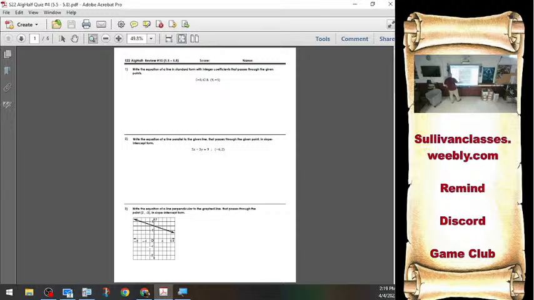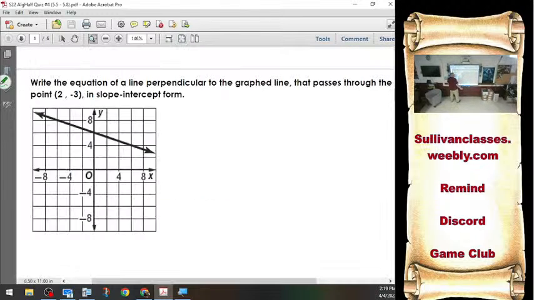Round 3 is perpendicular. So remind me what perpendicular means. Say I had like 5 halves. You change the sign and flip it. Negative reciprocals is the big kid words for it. Okay? So I have to find a perpendicular slope, but this time I don't have to worry about an equation, they give me a graph.